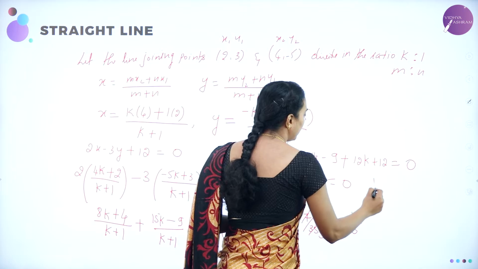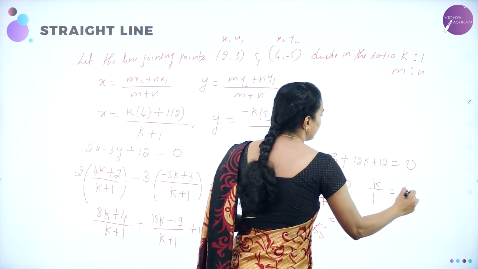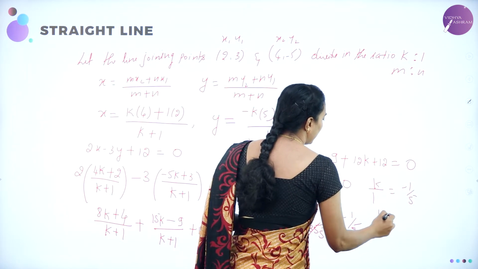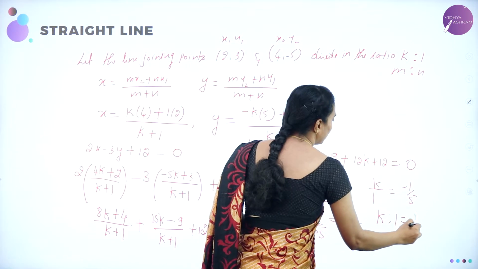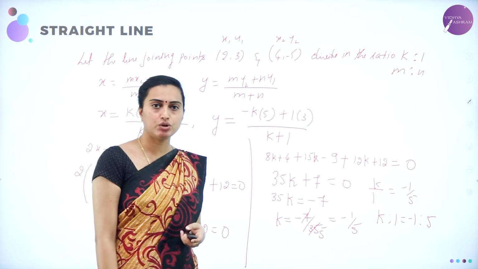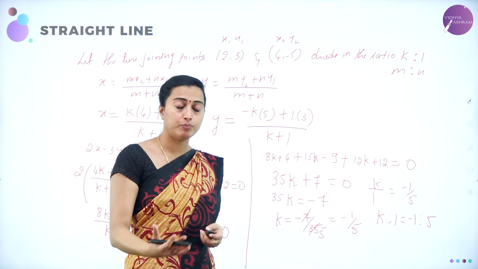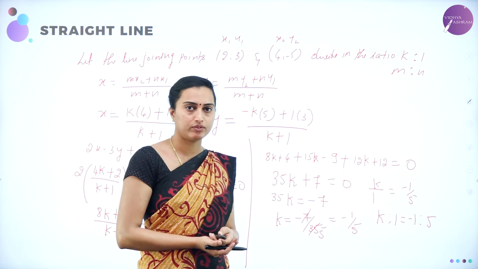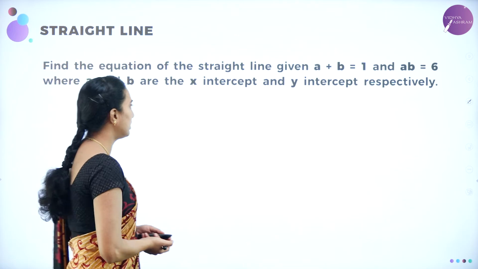So k by 1 is minus 1 by 5. Otherwise, k is to 1 is equal to minus 1 is to 5. This is the ratio you are having. I hope you got this one, how to solve. We'll move on to the next question, dears.